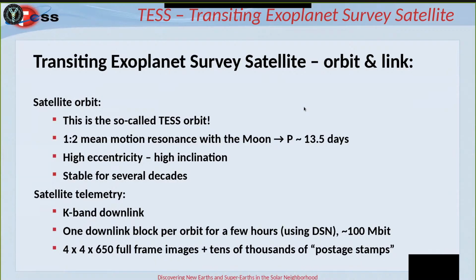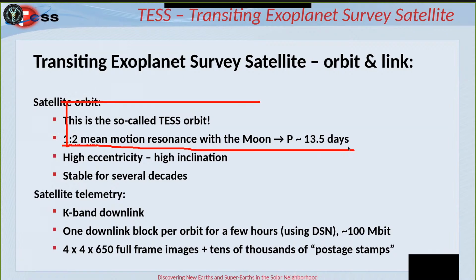So let's talk a little bit about the satellite orbit, which also drives the data acquisition cycles of TESS. The satellite orbit is called the TESS orbit because it is in a 1 to 2 resonance with the Moon, which means that the orbital period is between 13 and 14 days. On average, it's 13.7, so it's not 13.5. It's a high eccentricity, high inclination orbit. And because of this 1 to 2 resonance, this orbit is stable for several decades.